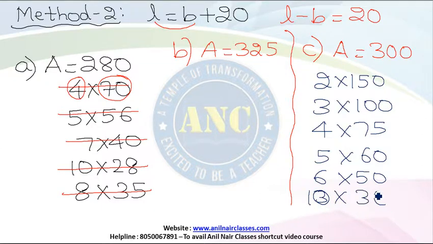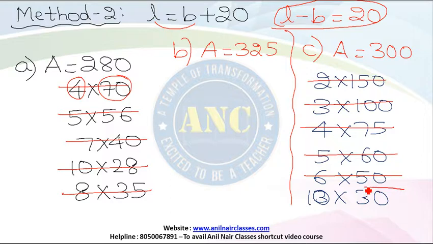10 into 30 is 300, and then the reverse process starts. 15 into 20, all those things, right? But if you observe carefully, I want the difference between length and breadth to be 20 units. This is not 20. None of them is giving you 20. But suddenly the last one gave you 20. 10 is length, 30 is breadth.